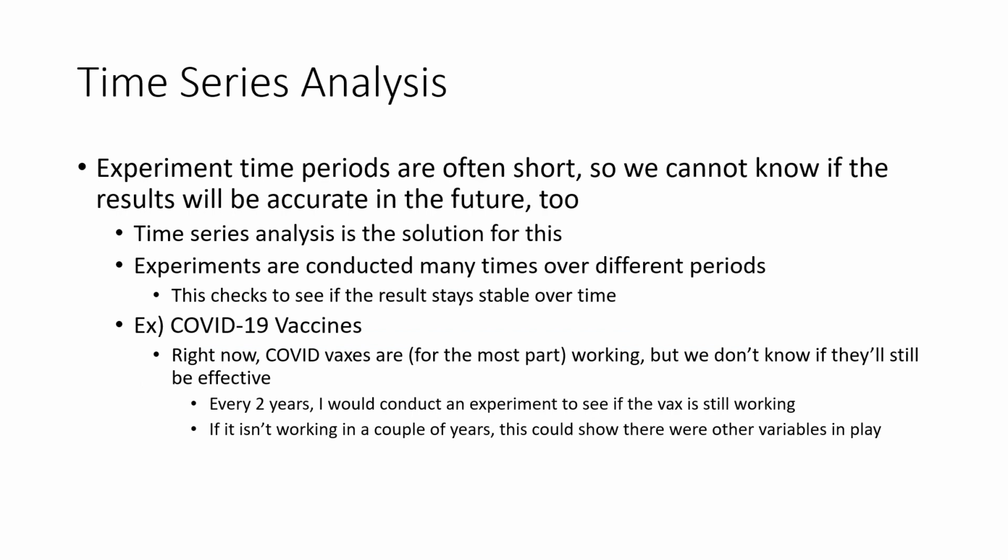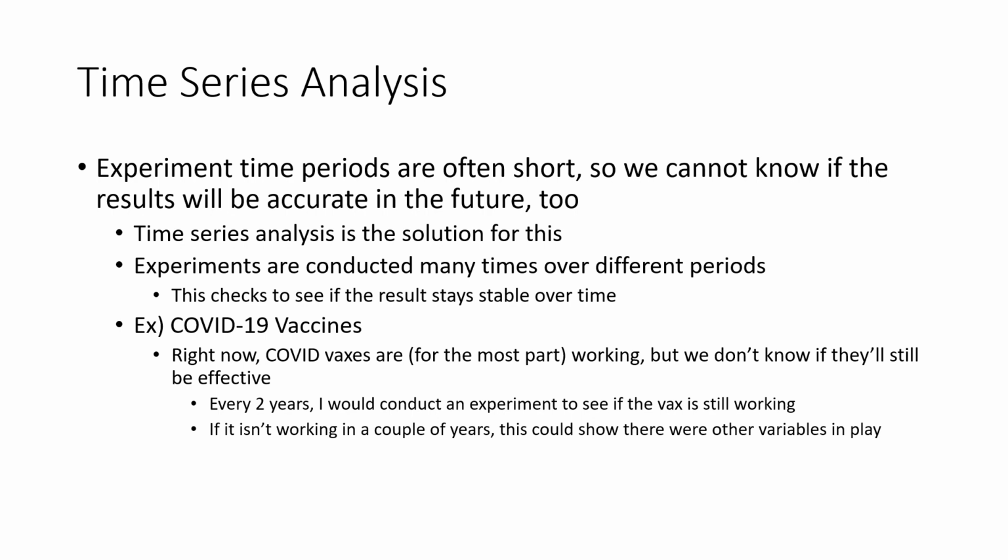Okay, so I think this is the last, no, it's not the last slide. Time series analysis. Experiment time periods are often short, so we can't know if the results are going to be accurate in the future as well. Time series analysis is the solution for this. Experiments are conducted many times over different periods, and this checks to see if the result stays stable over time.